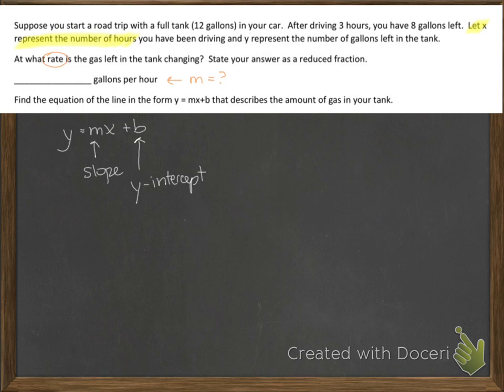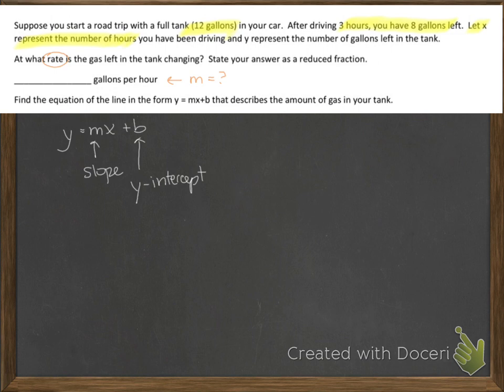But as you can see, we're given at least three numbers here. We're told that we start with 12 gallons, and then we're told that after 3 hours, we have 8 gallons left. That's a lot of information. So what can we do with this information? How can we organize it?